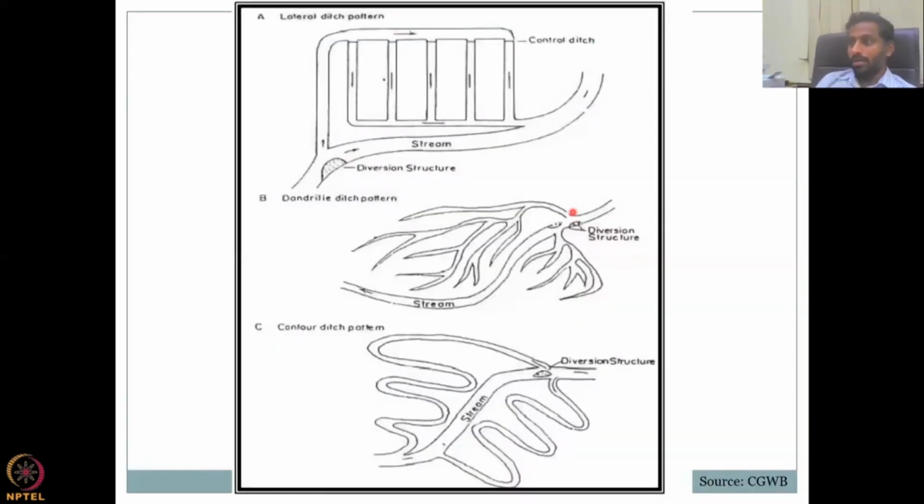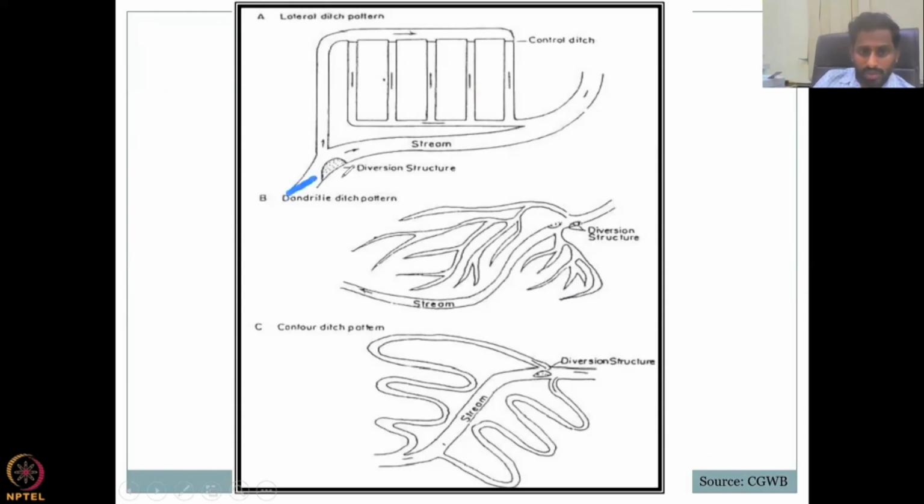Moving on, there's another example given by the CGWB book. There are 3 different ditch furrow methods. One is the lateral ditch pattern, 3 different patterns where you have a diversion structure. And look at the diversion structure. It need not be cement. It just could be a mud wall, a small embankment rise, which makes the water go in the opposite direction or just make it turn.